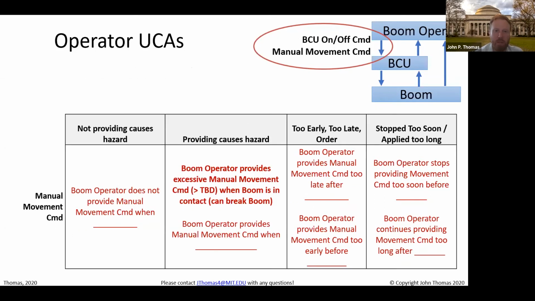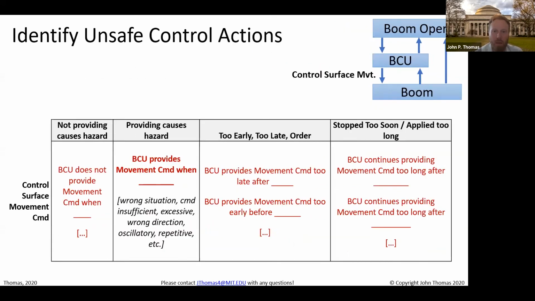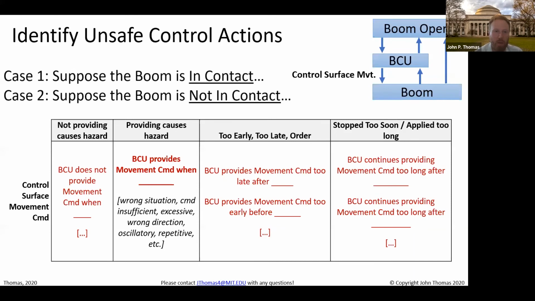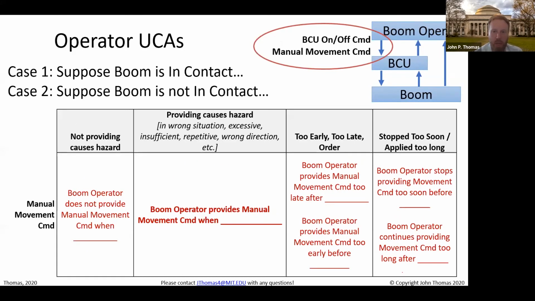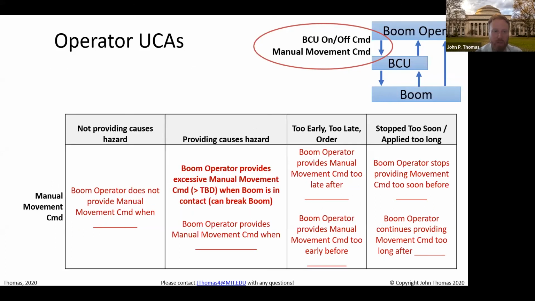Fantastic. Absolutely. So in both cases, when we're in contact and when we're not in contact, there are ways we can cause damage. The limits might be different. The movement that causes a problem might be different in those two cases, whether we're in contact or not. But both of those are valid cases for UCA.